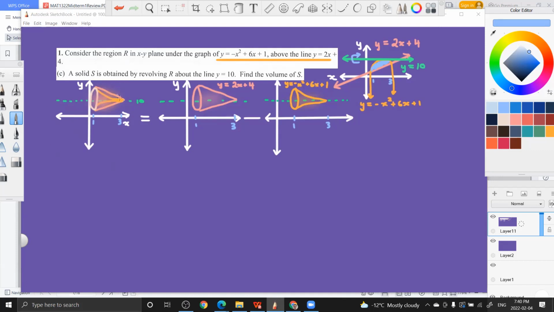So this is our three-dimensional solid. And the volume of this is equal to the volume of the outer function minus the volume of the inner function. So before I move on, I just want to make sure that you guys understand this. If you have any question, please feel free to turn on your mic.